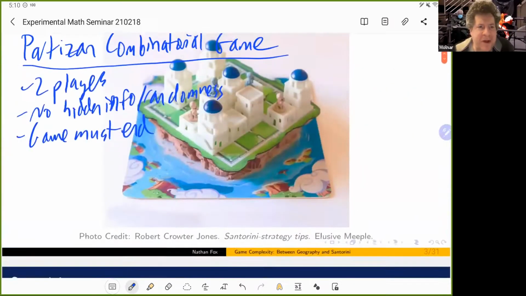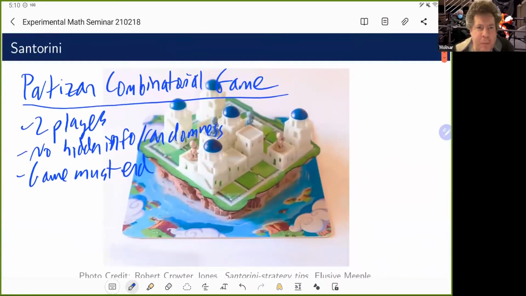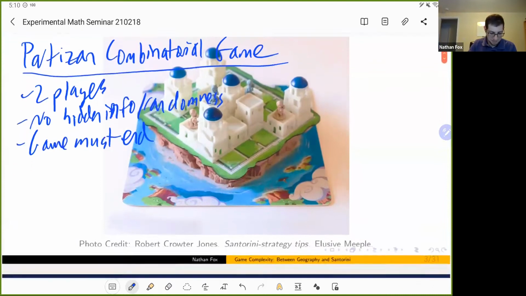Nathan, will there be gods today? No. I know that in the actual game of Santorini, there are gods which change the rules. We're just talking about things without that. That makes the game even more complicated.